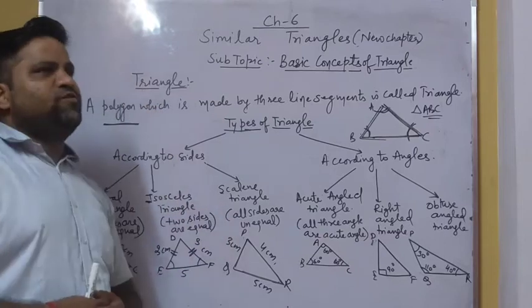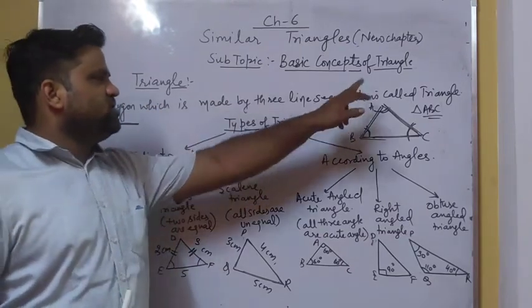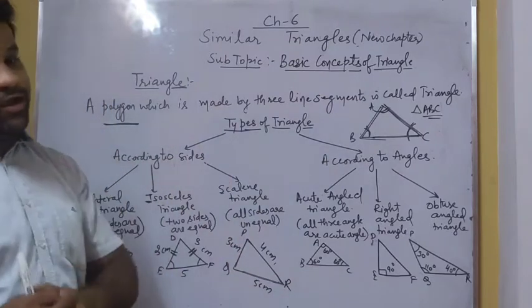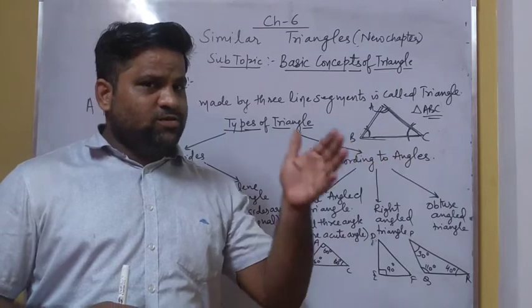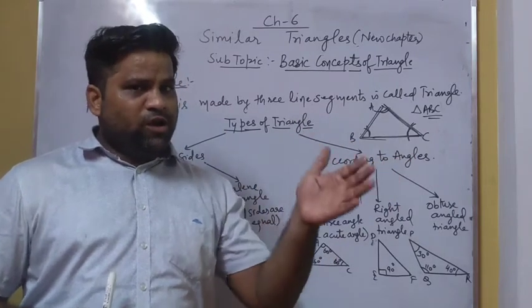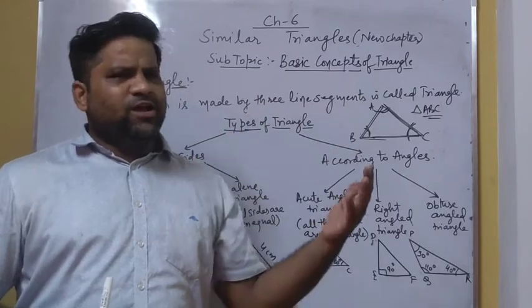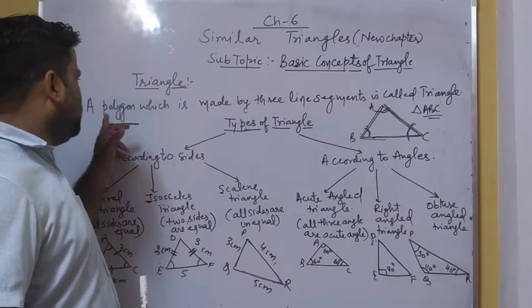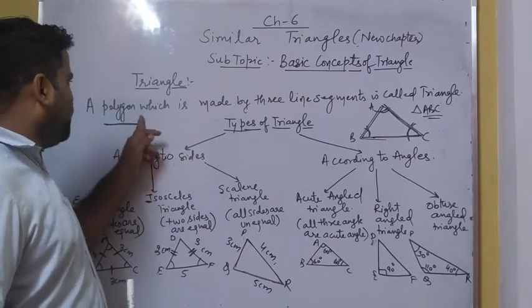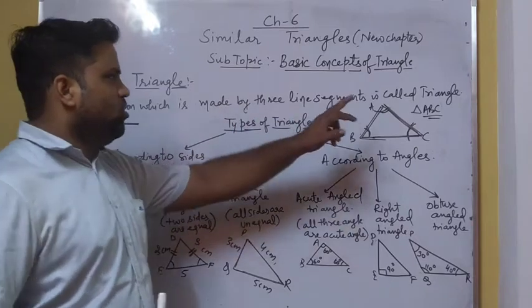First of all, what is the definition of a triangle? A polygon which is made by three line segments is called a triangle. We know that polygons are closed figures made up of line segments. Quadrilaterals, octagon, hexagon, pentagon, and even triangle are all polygons. That's why we are using the word polygon for the triangle. So a polygon which is made up by three line segments is called a triangle.